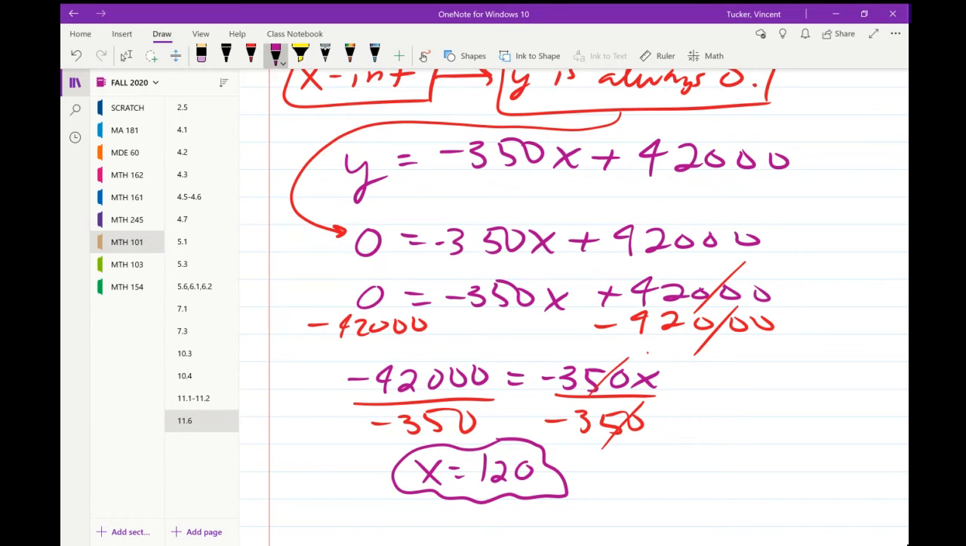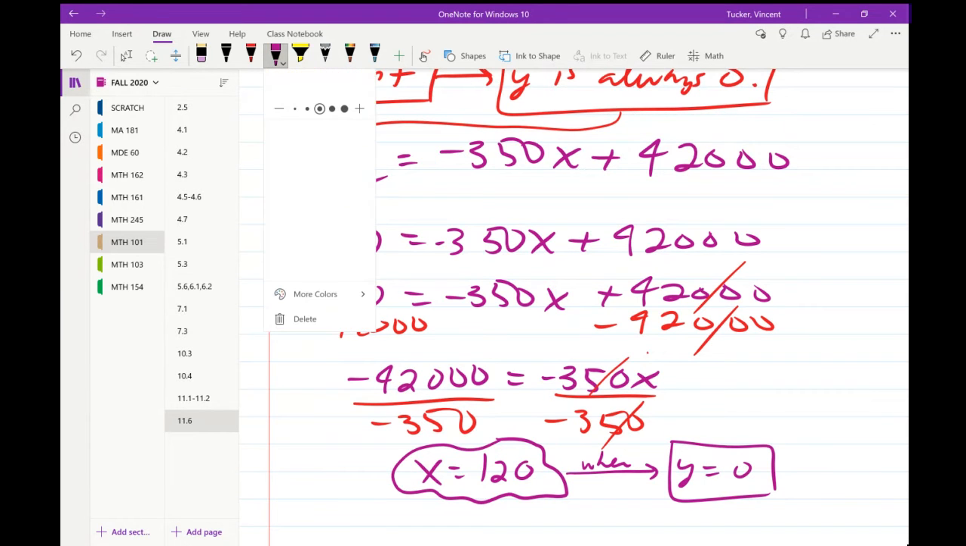All right, before we interpret that, any questions? They told us to find the x-intercept. So for all x-intercepts, y is equal to 0. So we took 0, plugged it in for y, and then solved for x. And we have x is equal to 120 when y is equal to 0.